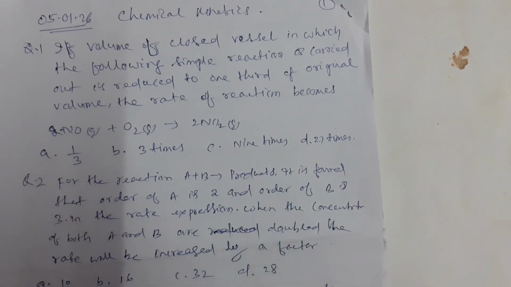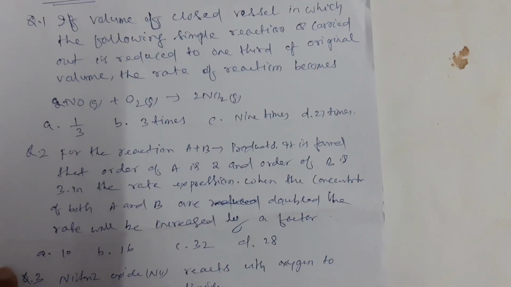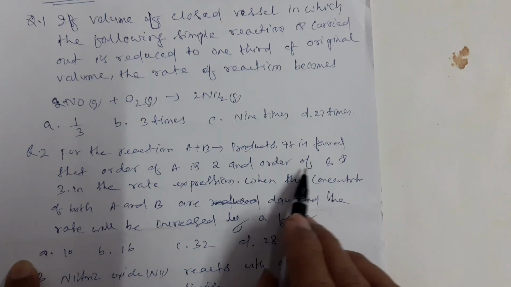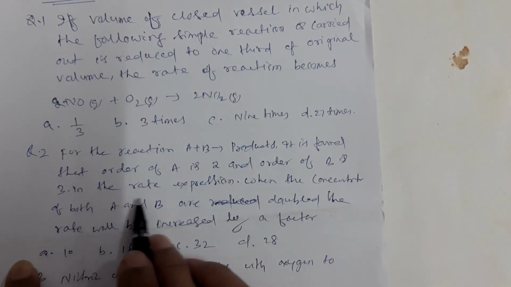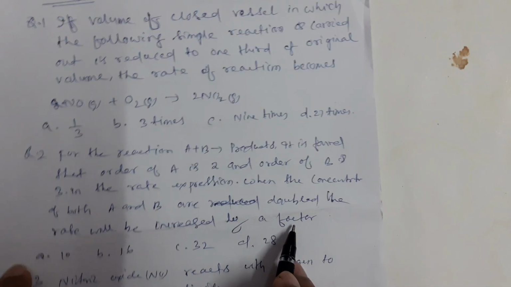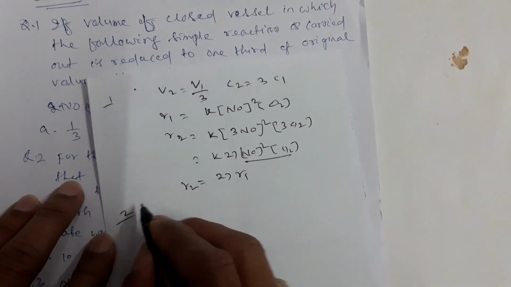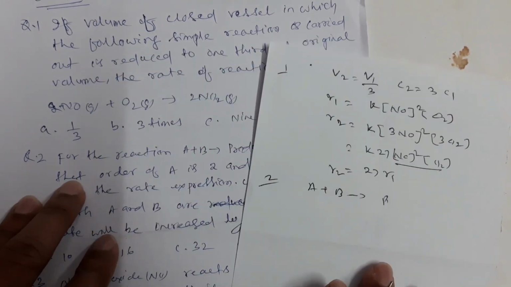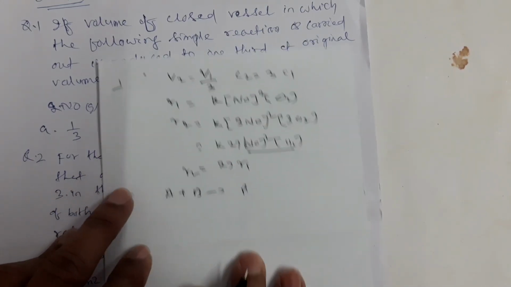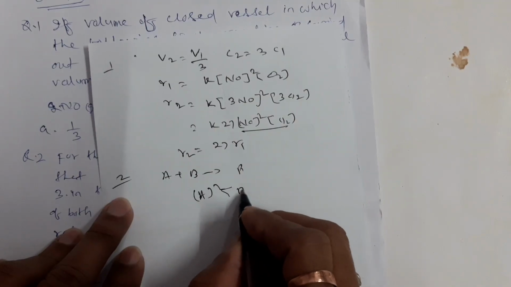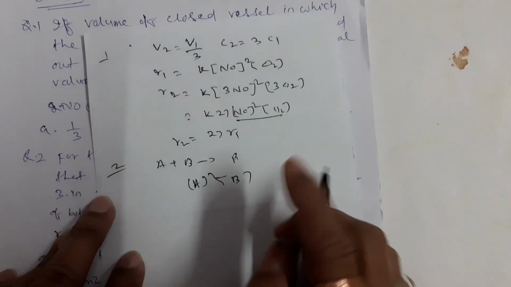Next, for the reaction A plus B giving products, it is found that the order with respect to A is 2, second order, and the order with respect to B is 3 in the rate expression. When the concentrations of both A and B are doubled, the rate will be increased by what factor? Question number 2. A plus B giving the product. So what is told? A is second order. B is third order.